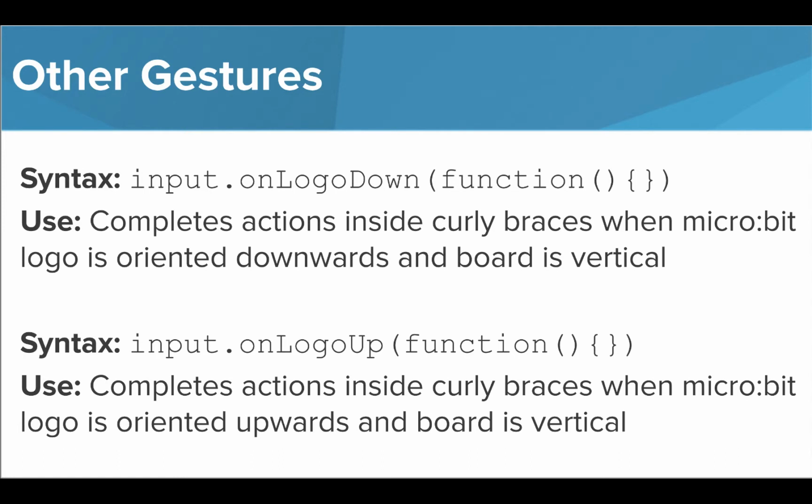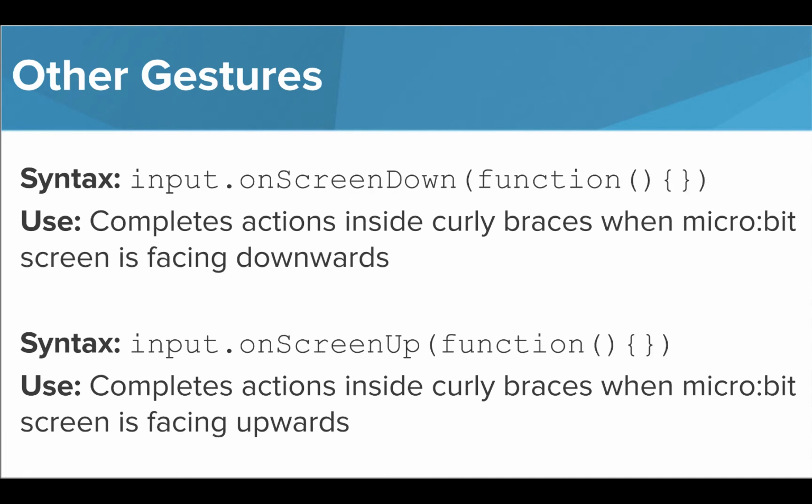The onLogoDown function completes the listed actions when the microbit logo is oriented downwards and the board is vertical, and the onLogoUp function completes the commands when the logo is oriented upwards. The onScreenDown function completes the listed actions when the microbit screen faces downwards, and the onScreenUp commands are completed when the screen is facing upwards.